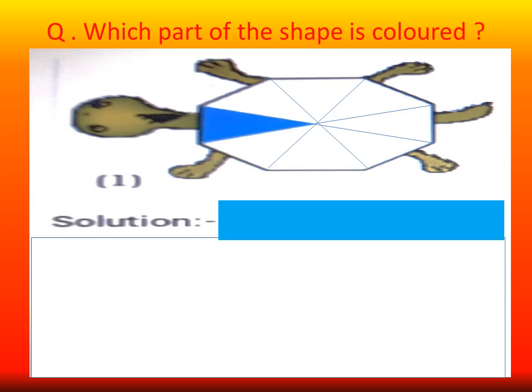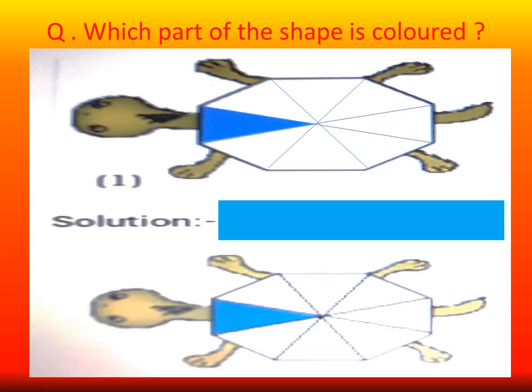Now first count how many parts there are. Total how many parts are there? So there are 8 parts. And how much part has been shaded? Only one part has been shaded. So what will be the answer? 1 upon 8. So 1 upon 8 part of the shape is colored.